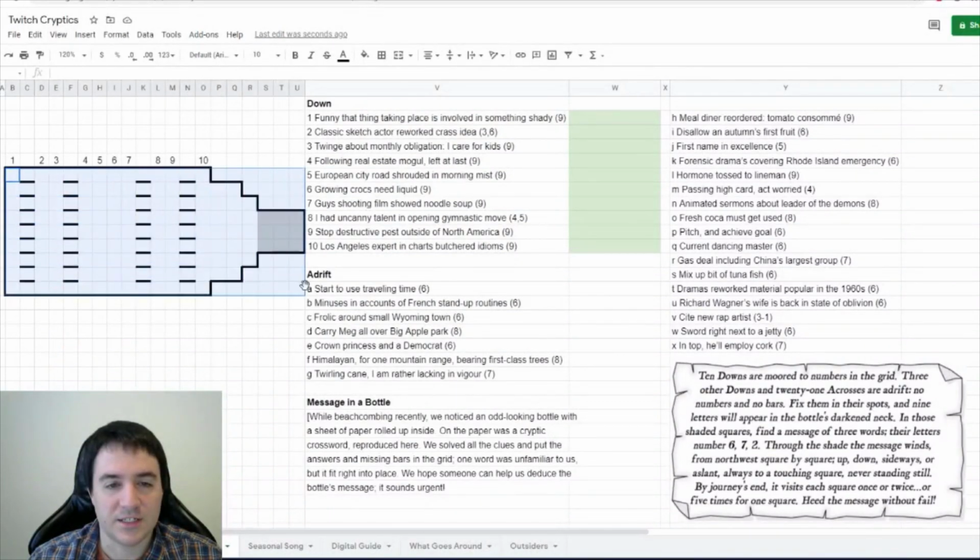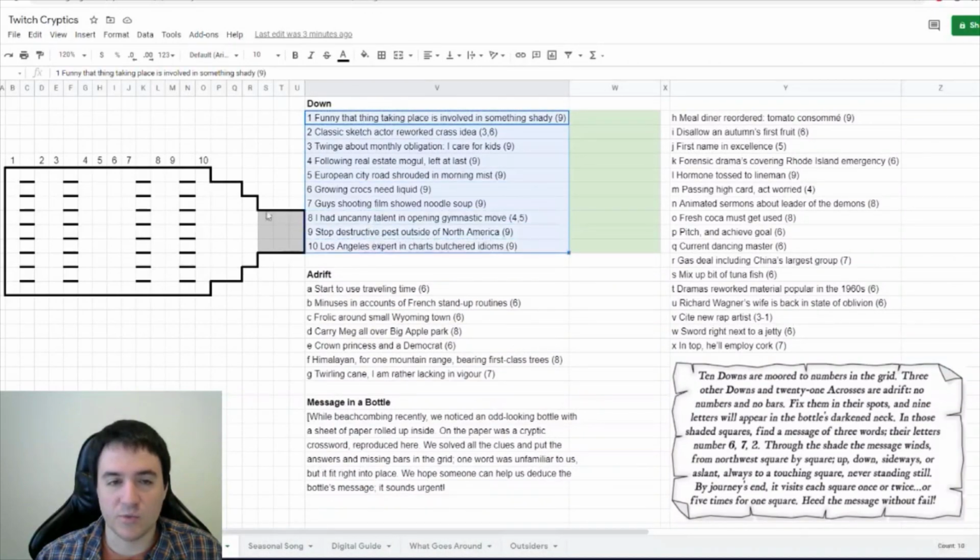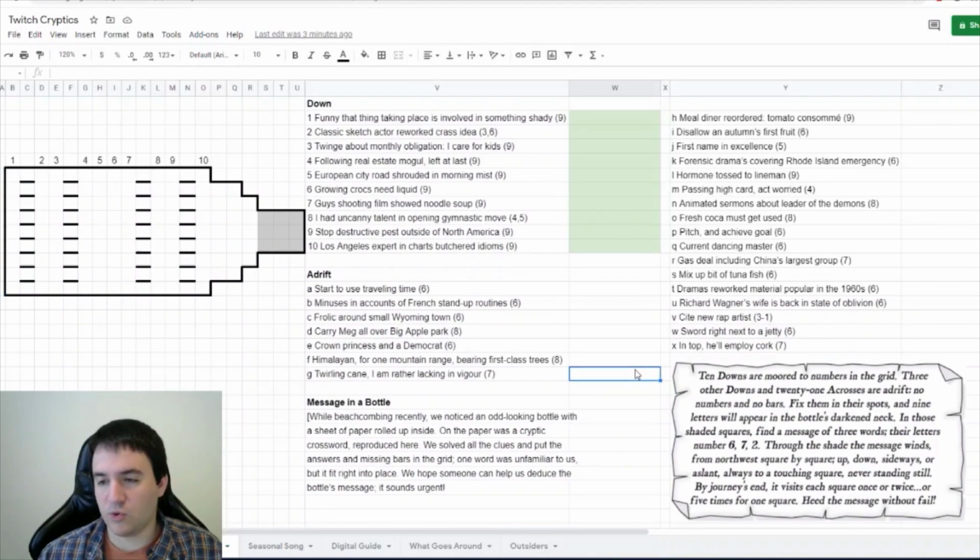Today we have the cryptic crossword puzzle called Message in a Bottle. We have a grid that's a lot longer than it is tall, and there are only a few numbers in the grid, numbers 1 to 10 running across the top row. 10 downs are moored to numbers in the grid, so that's the numbers 1 to 10 that we're given. 3 other downs and 21 acrosses are adrift, no numbers and no bars.